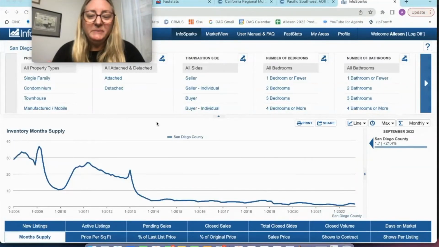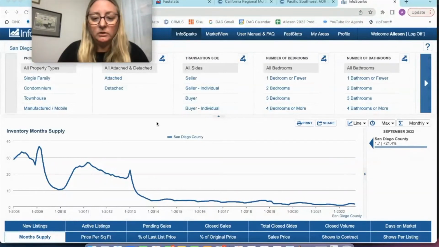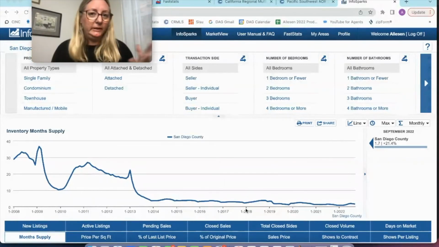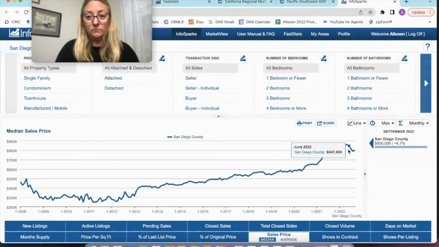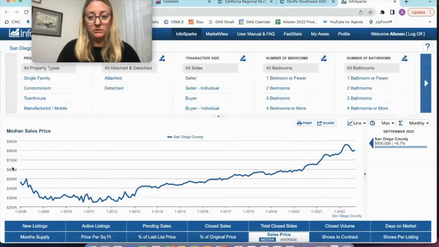I talk to people every day who are like, I'm going to wait for a better market. I don't think this market's a good market to buy in. I'm going to wait, whatever. The question I have and my concern is, what does a better market look like? Because right now, if we look at sales price, it's down, right? This is the biggest drop we've seen since the Great Recession.